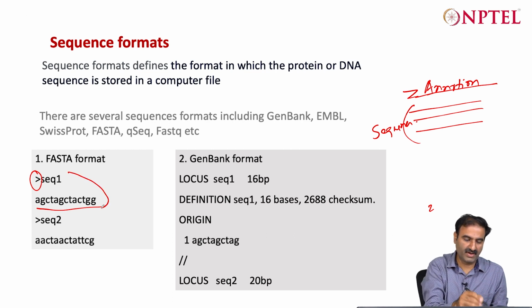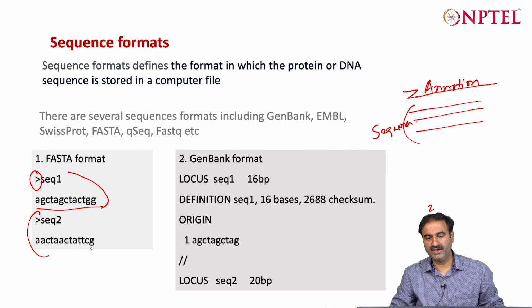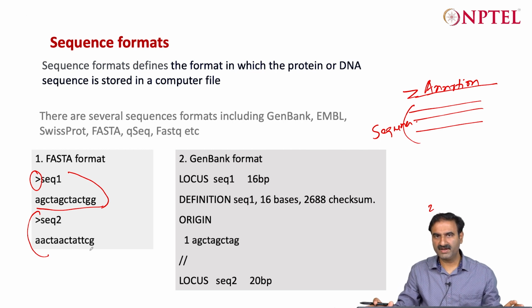Similarly, in a multi-FASTA format we will put multiple sequences one after another. This is one block, and another block starts with this greater than symbol, then the annotation and the sequence again. This is a typical FASTA format, which is most commonly used because it is compact and gives the minimal and useful information about what the sequence is and what the identifiers are.